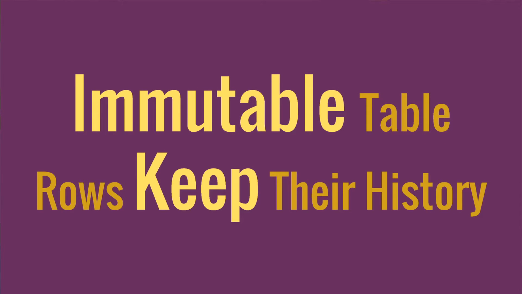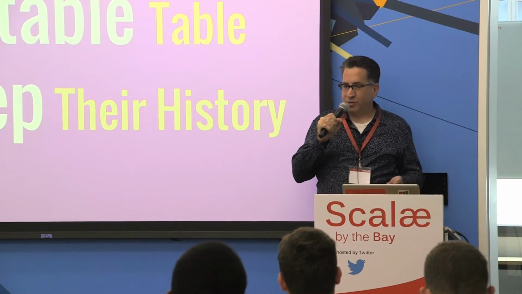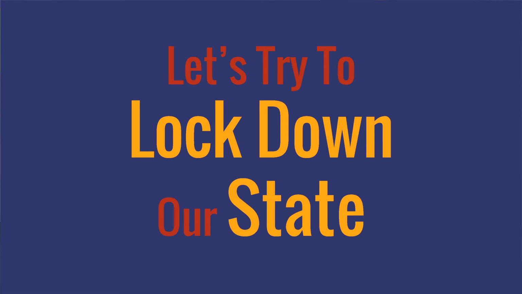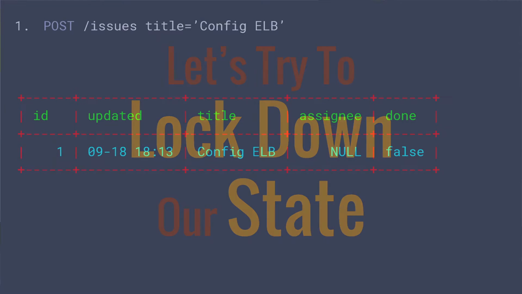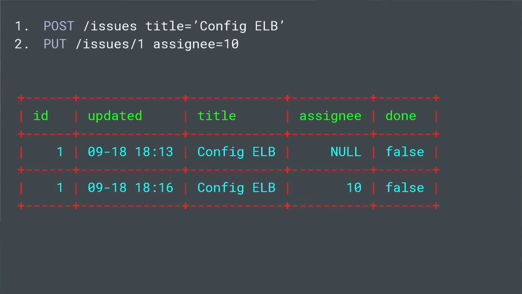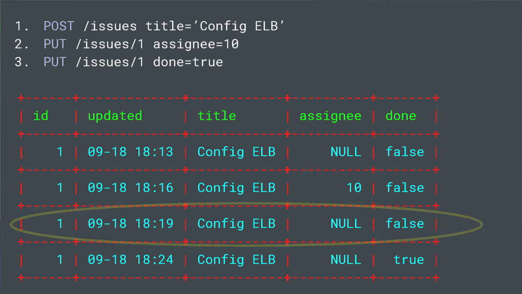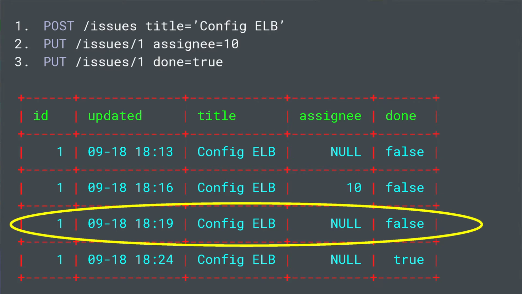But if you make the table rows immutable, you're going to have a whole history of everything that happens in your database. You're actually going to be able to see what happened and keep all the same functionality. So let's say maybe we don't want to be mutable. What if, every time we do something in the database, we just throw in another row? Well, then we start out with a post, and as we do a put, we add another row instead. And then when we do our final put, we look at this and say, whoa, what is that?